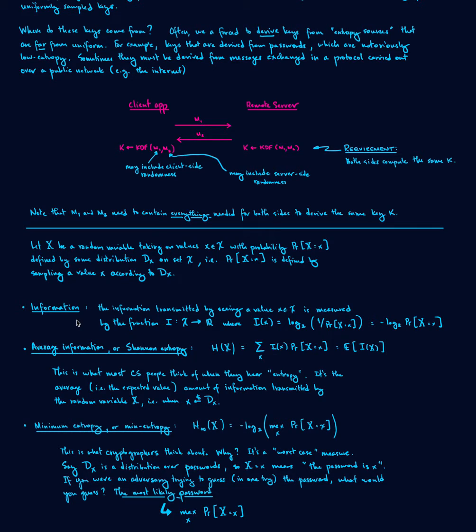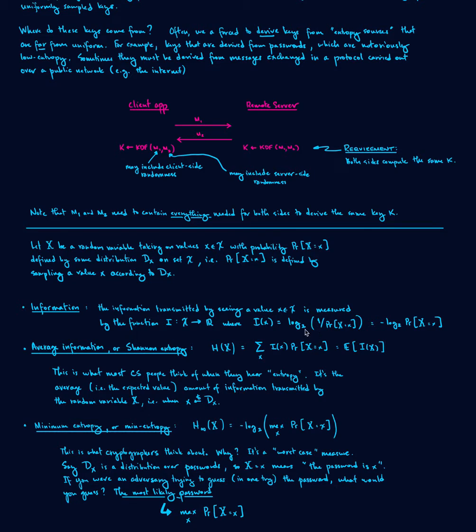The first thing I want to introduce is information. So the information that's transmitted by seeing a particular value. So you've got some randomized process that has some underlying distribution. And in the information theory world, we talk about how much information is conveyed by seeing a particular value of this random variable, by seeing a particular sample from this distribution. The information is measured by a function which maps elements of the underlying set calligraphic X to a real number. And in particular, the information that is transmitted or that is gained upon seeing a particular value x is essentially the number of bits of surprise that there are.